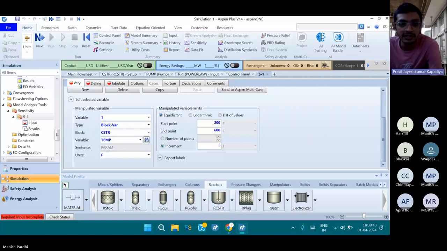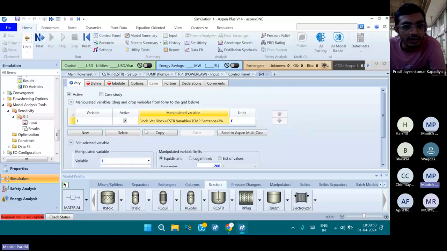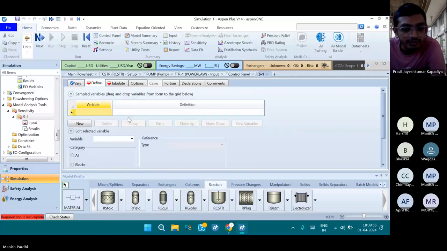Now, press next. Define. Yes, now you have to define. What do we want to define? Mole fraction of product, or mole fraction of cyclohexylamine. Okay, so press new.